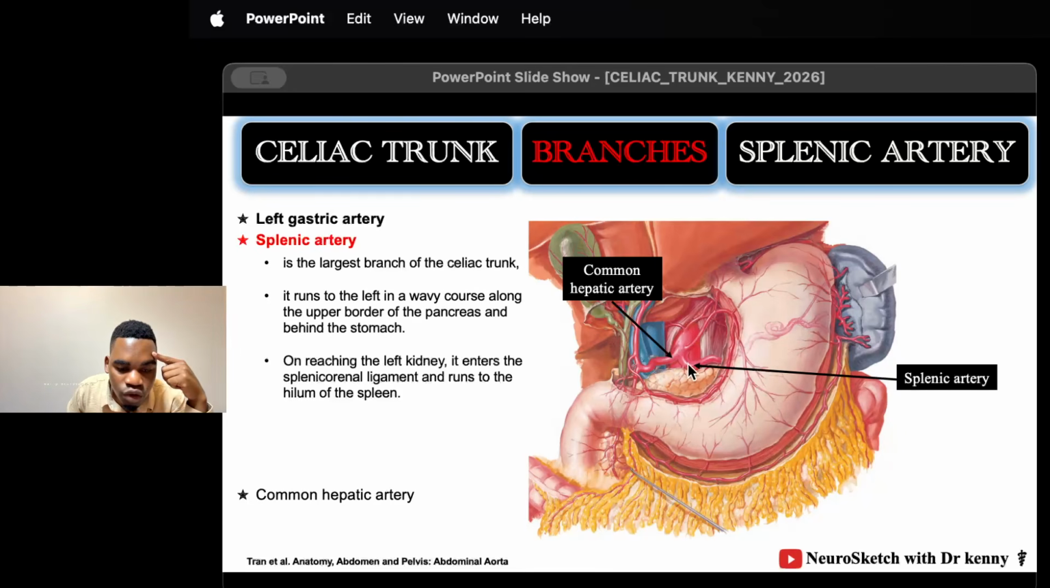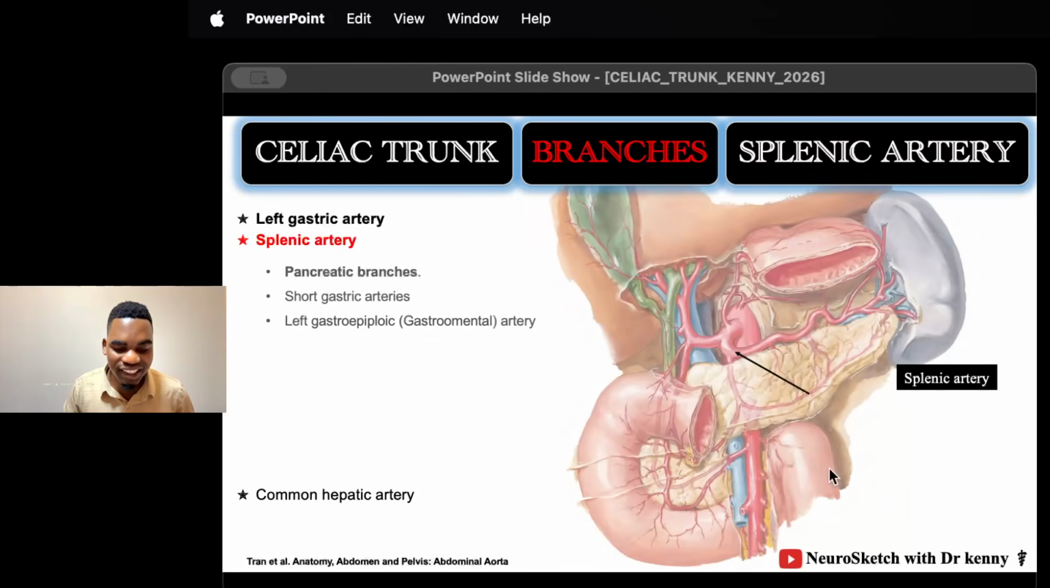So it lands on the superior border of the pancreas. And then on reaching the left kidney, it enters the splenorenal ligament. And then it enters the spleen. What are the branches of the splenic artery? This is also very important.